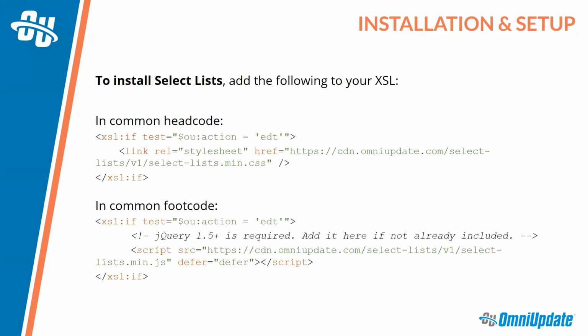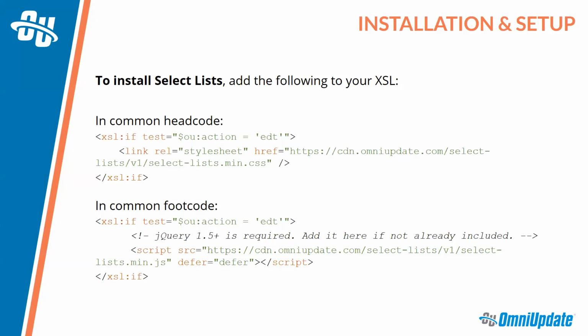If you don't have jQuery, it is required, but it does only do this on edit. If you notice in both of these code blocks, the test that is being put there is if you're in edit mode only. So this does not go out into your published web page. It is purely for the editing experience within OU Campus in those table transformations.